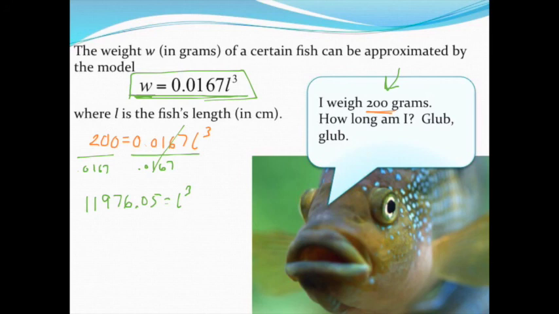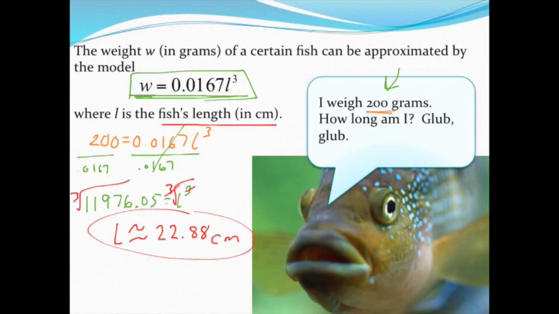Well, to solve this then, to get rid of that cubed, I'm going to take the cube root of both sides. So I'll take the third root of both sides, and again, using a calculator, and pause if you need to work this out for yourself if you don't trust me. That length comes out to be about 22.88. And then don't forget a good label. A label is going to be a good way to answer a story problem. The length of the fish in this equation is determined in centimeters, so about 23 centimeters or so should be about how long that fish is.